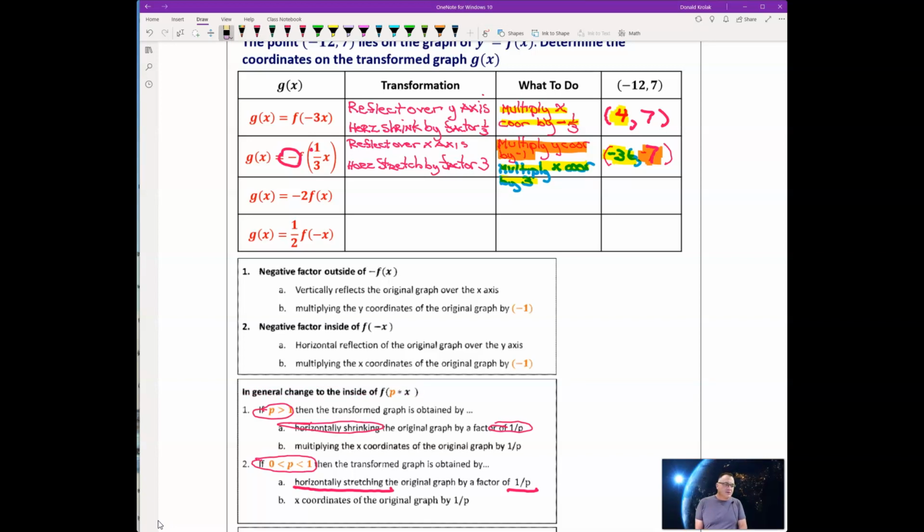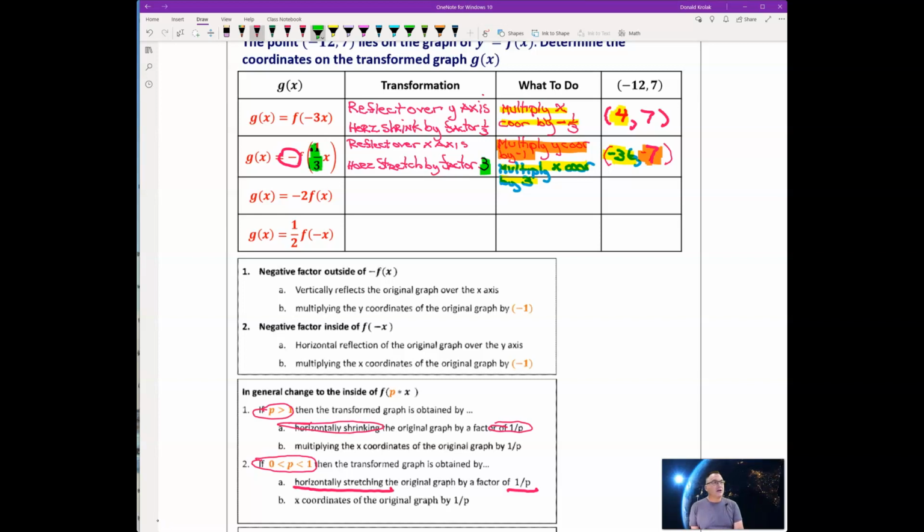And that's going to be a horizontal stretch, and I'm going to multiply it by a factor of 1 over p. Well, 1 over p is the reciprocal of this. Okay, and the reciprocal of that is equal to 3. So I multiplied the x-coordinates by 3. And I got negative 12 times 3, negative 36.